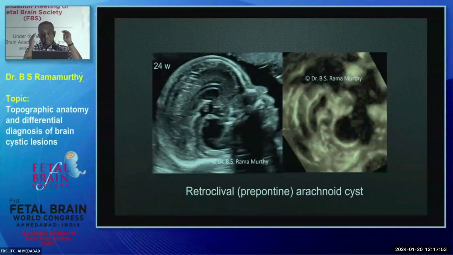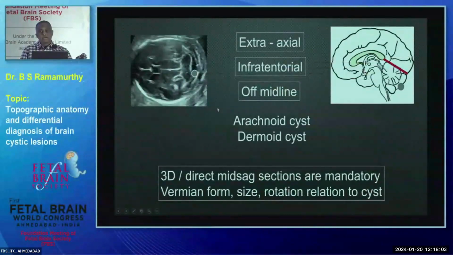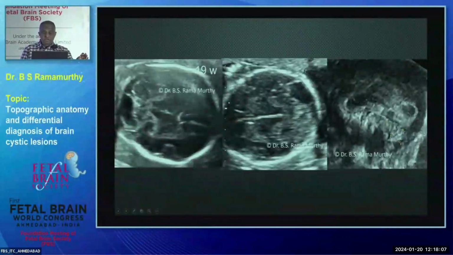So it is a cyst between the clivus and the brainstem. So it's a retroclival or a prepontine arachnoid cyst, and the landmark of the brainstem helps you to get your perspective right. Now let's go on to the midline posterior fossa. That's an example. That is an example of an arachnoid cyst. You can see the wall over here.